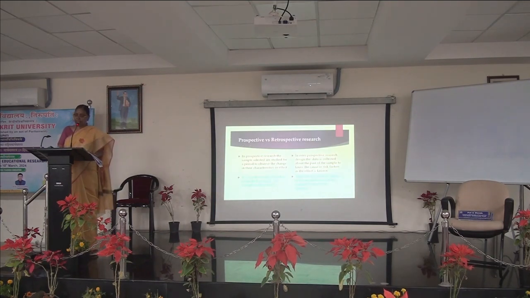Prospective versus retrospective research. As I said, prospective is you know the cause, you want to find the effect. Here you know the risk factors or variables also. In prospective research, the sample is selected and studied for a period to observe the change in their characteristics or effect. It is mostly used in clinical or biomedical research, for example, cohort studies.